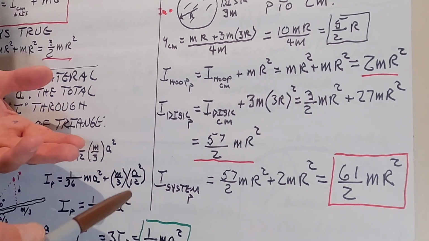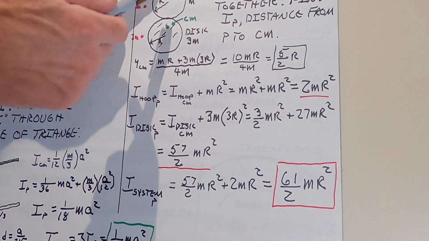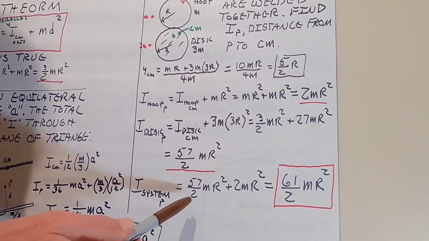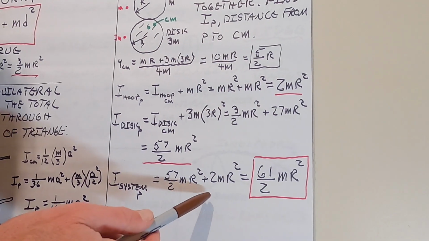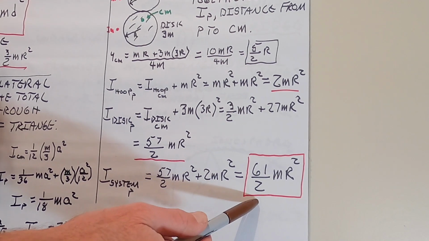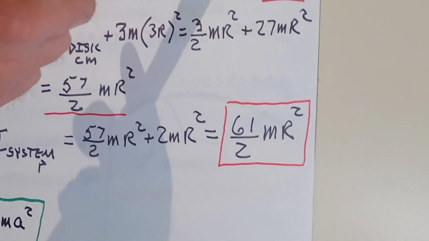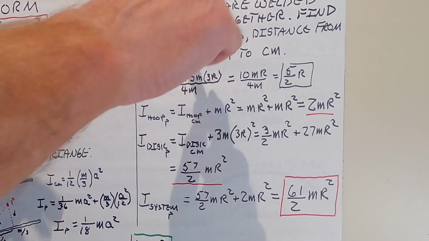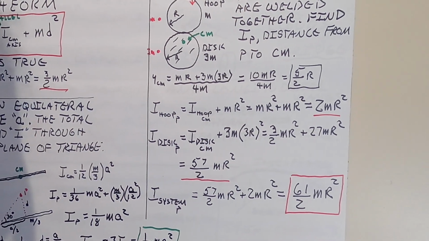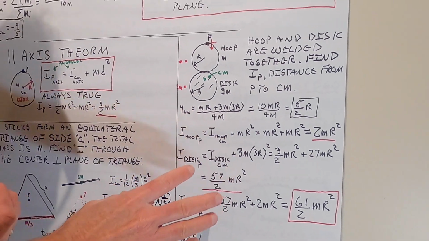And now, if I wanted to find the I of the two put together, I can add them up. As long as they're about the same point, I can add them up. So it's just the 57/2 plus my 2mr squared, which is 61/2 mr squared. So from that piece of information and that piece, later on, we would be able to calculate how much time this thing takes to swing back and forth right here. Okay, so it just gives you some practice with moments of inertia right here.